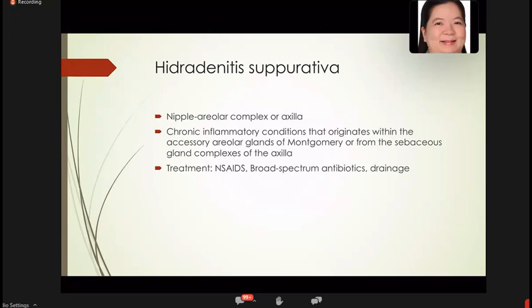Then, maintain proper care, no? Dry lang palagi, yung mga ganun. Okay? Do not use powder din pala. That's one cause din. That can cause hidradenitis suppurativa kasi it can also cause blockage.